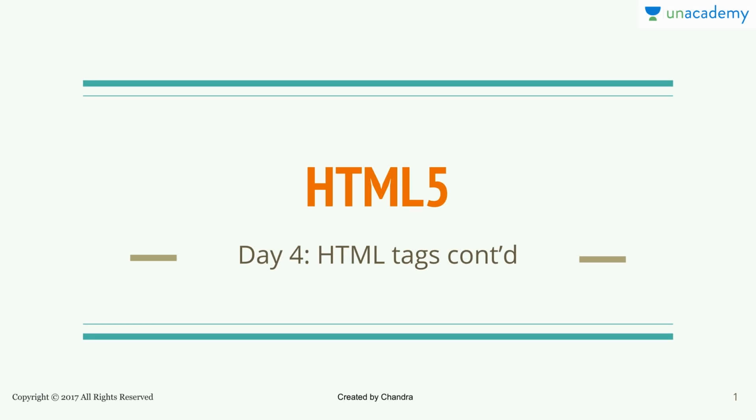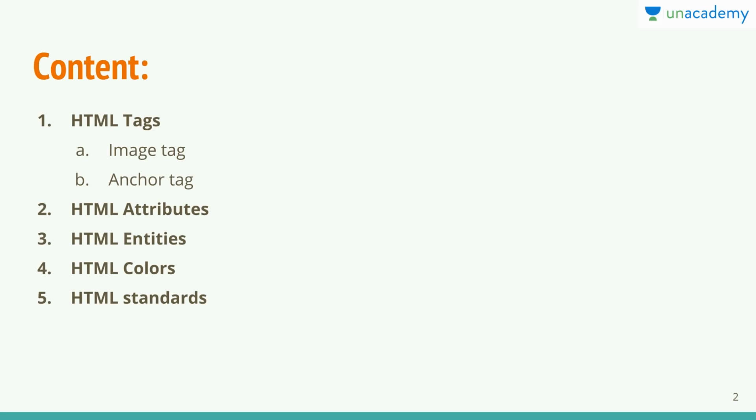Today also we will look at some other HTML tags, and apart from that we will also look into the attributes as we got introduced to attributes in our previous session while using the list tags. So this is our today's content. First we will look at image tag, then anchor tag, then we will understand the attributes, entities, colors and certain HTML standards.